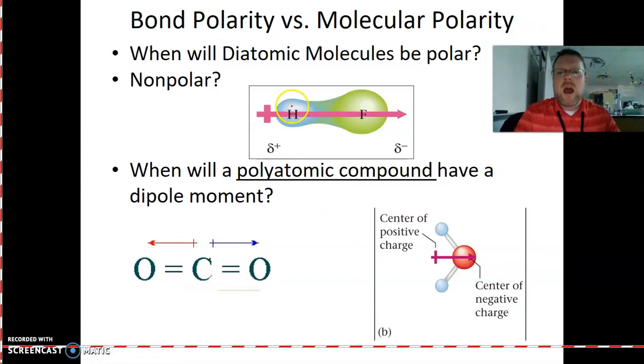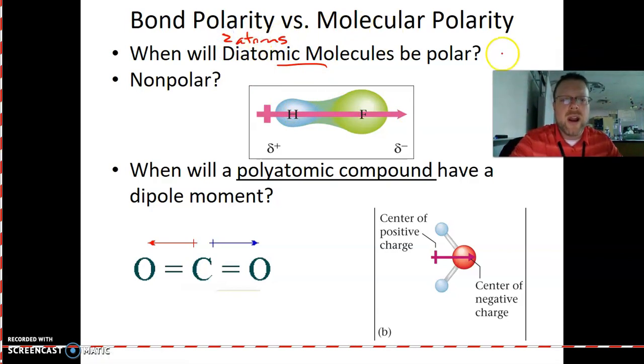So now, diatomic molecules, this means two atoms, by the way, diatomic. These things are going to be polar anytime you have two different atoms, because if you've got two different atoms, then they're going to be pulling on electrons differently. They're going to be nonpolar pretty much only in the case where you have the same atom bonded to the same atom, okay? Same equals nonpolar.